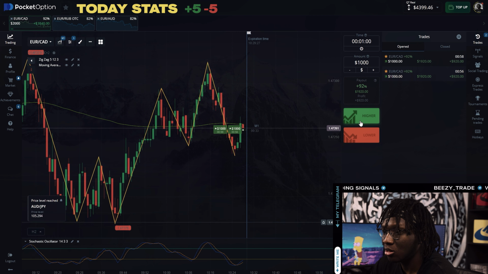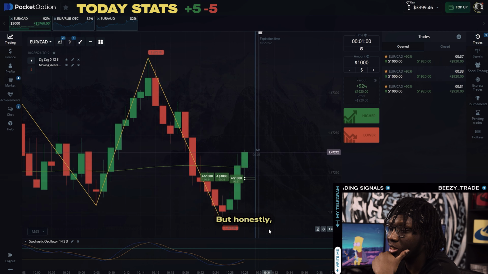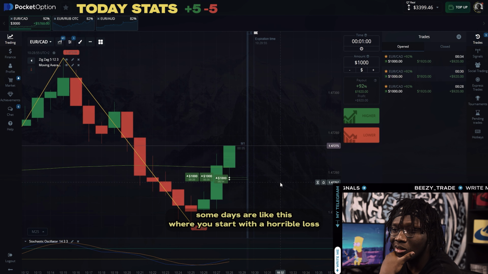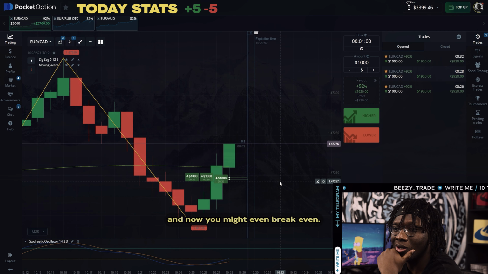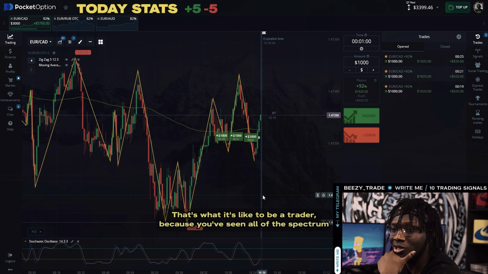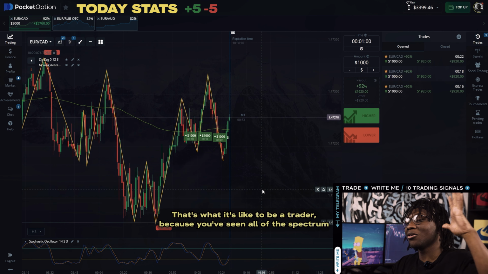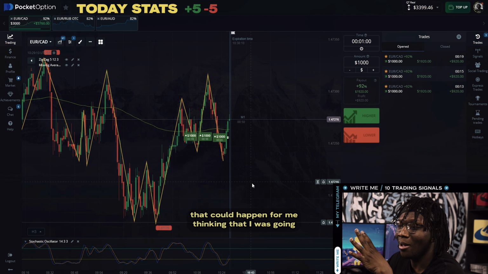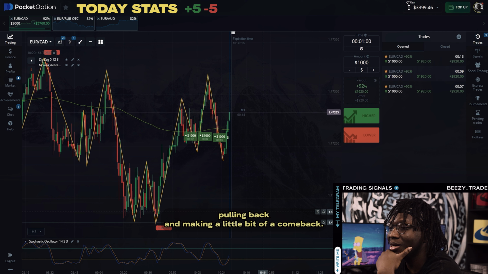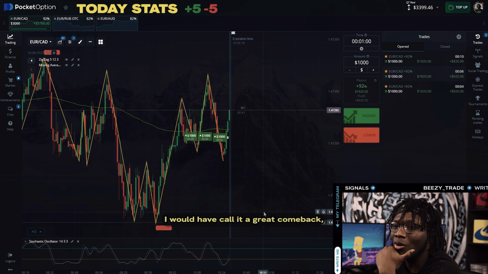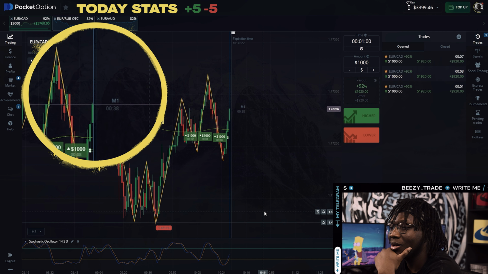Sometimes it feels like it's so simple and you're trying to complicate it by trying to be magical with your, what's it called? Indicators and charts and everything. But honestly, some days are like this where you start with a horrible loss and now you might even break even. And that's it. That's what it's like to be a trader. You guys have seen all of the spectrum of emotions that could happen for me, thinking that I was going to blow my account to us pulling back and making a little bit of a comeback. I wouldn't call it a great comeback, but I think it's okay.